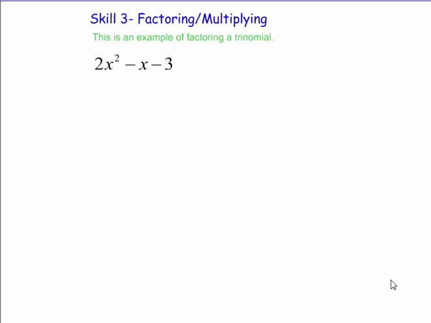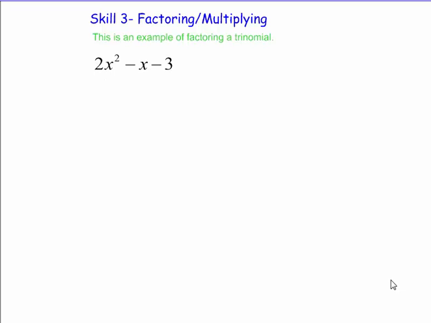This is our second example of skill 3, factoring or multiplying. Again, we're going to be factoring, and our first step of factoring is to take out the greatest common factor if there is one. We're going to look at the 2 and that little 1 and the 3, and there's only a number 1 that divides into all three of those. This first term has an x squared, the middle one has an x, the last term doesn't. So it doesn't have anything in common.